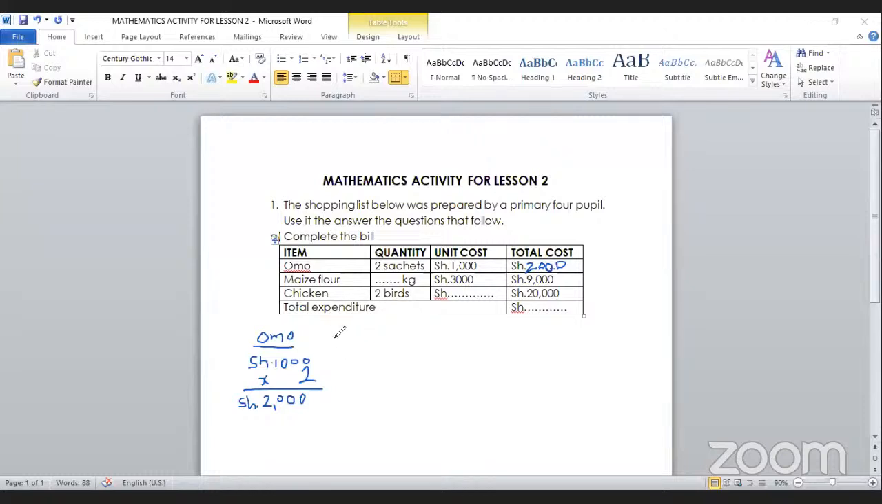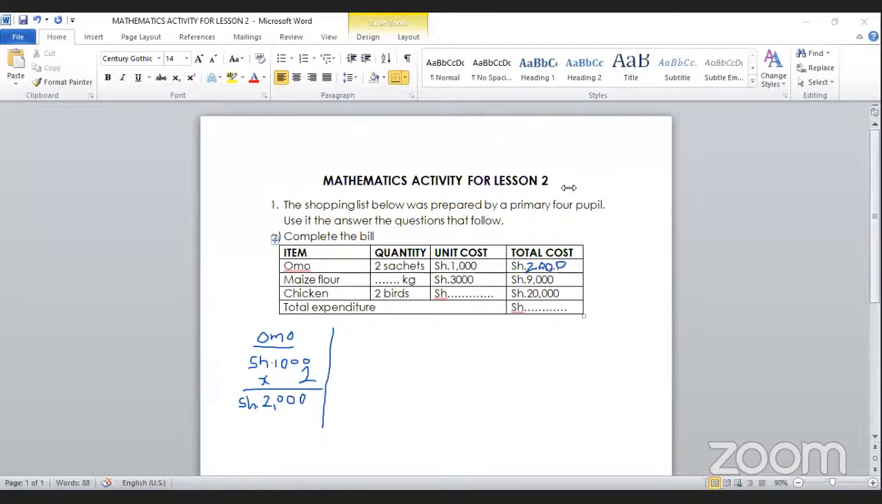Now you go to another item. You have completed the item Omo. Now go to maize flour. So when we go to maize flour, you check what is missing from the table. In this case, when we check the maize flour, what is missing? What do they want us to fill in?